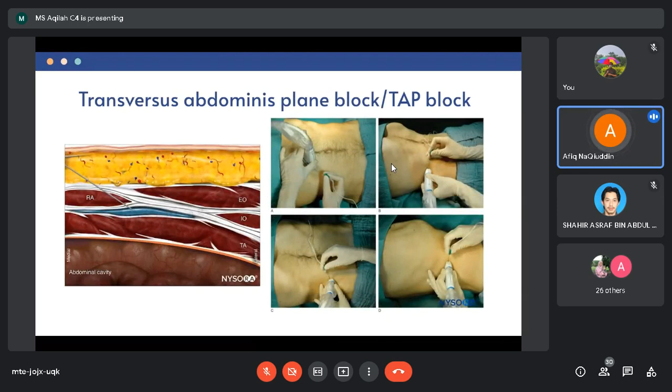Okay, so this is the visual diagram. Okay, next.